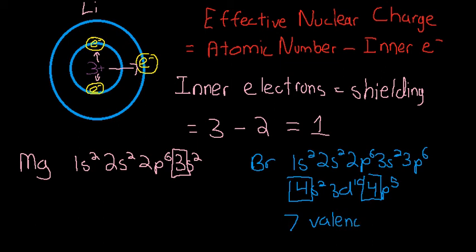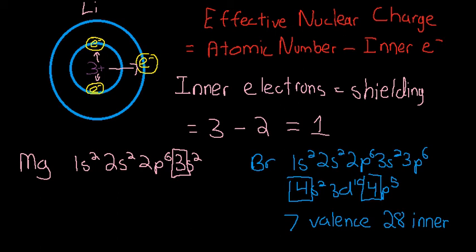Well, if bromine has 7 valence electrons, how many inner electrons does it have? The number of inner electrons would just be all the other numbers added up. So 2, 2, 6, that's 10, 12, 18, 28. So bromine would have 28 inner electrons. The reason I did that really quickly is just to help you understand how to find valence electrons and then inner electrons. So let's go back over here to the magnesium and complete the process.